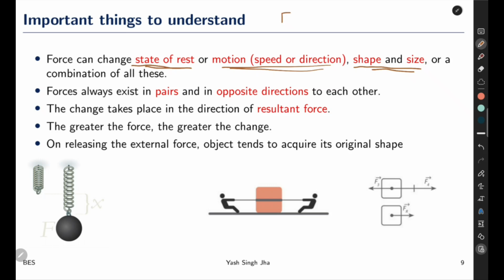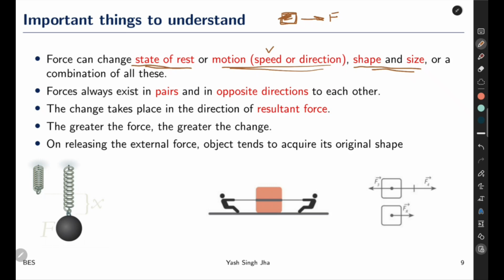There is a block of mass kept on the ground, and if you apply some force F on it, it starts moving in the direction of the force. How does it change the motion? By accelerating a car, we can increase the speed of the car, or by applying a brake on it, the braking force, the speed can decrease. So the speed of motion can change by a force.